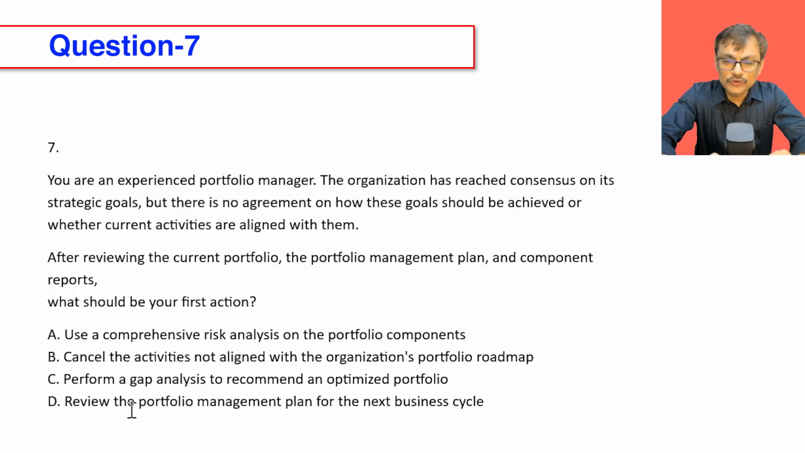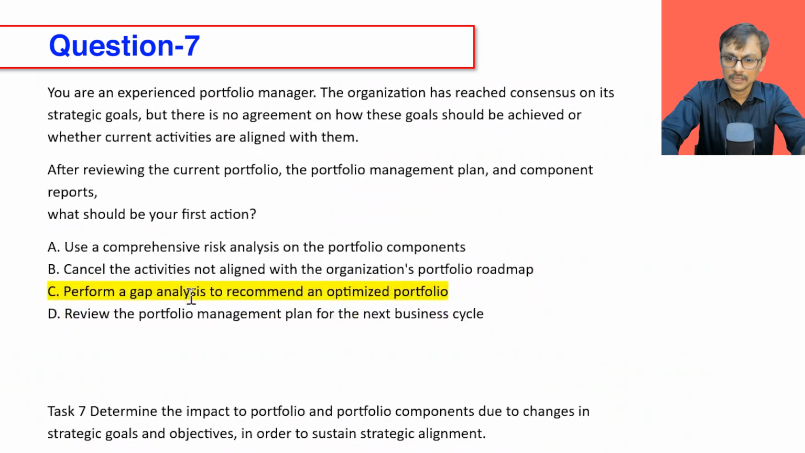Review the portfolio management plan for the next business cycle. Yeah, that looks like a generic one. You will review, but I'm looking for action. So in this particular case, the question gets simple, and you need to do your gap analysis to make sure you come up with a recommendation which brings us back into alignment. Yeah, so option C can be a good choice.